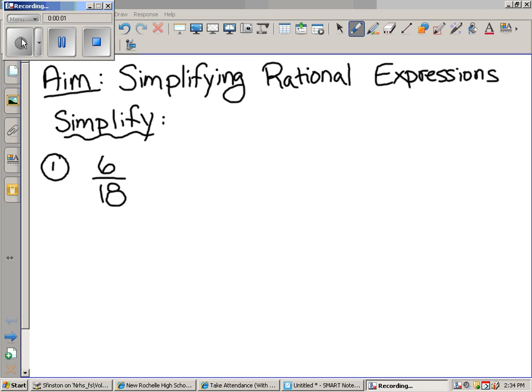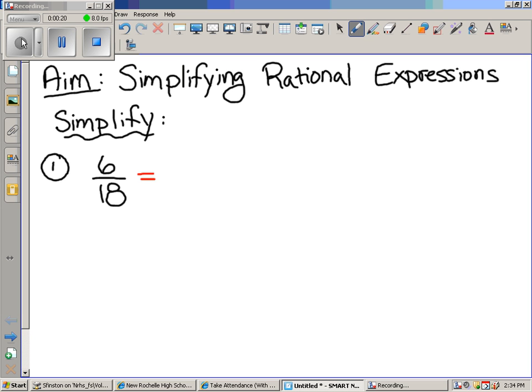Today we're gonna be exploring simplifying rational expressions. That's a real fancy math word for algebraic fractions. And here's what we do. The first one is just simplifying 6 over 18. So here's what we're gonna do. Yeah, this reduces down to being 1/3.